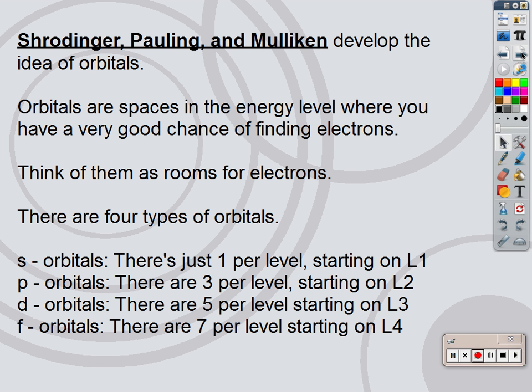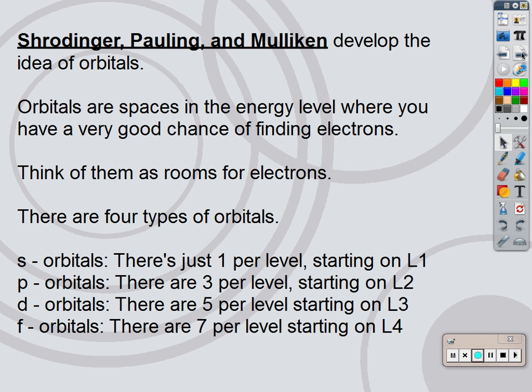And the reason for this is just space. Level 1 is closest to the nucleus. It's the smallest energy level. It only has room for one orbital, the s orbital. Level 2 gets a little bit bigger, gives you a little bit more room. Now you have room to add p orbitals to the mix. Level 3 gets a little bit bigger still, adds room for the d orbitals.